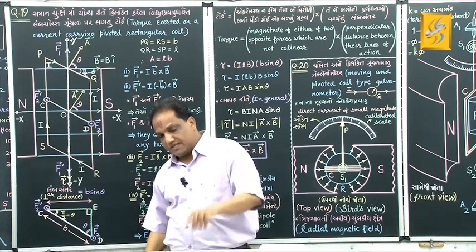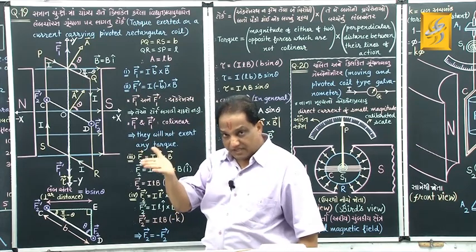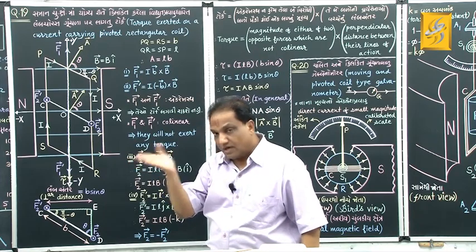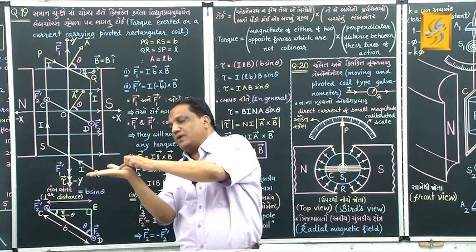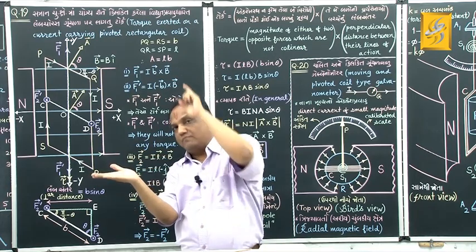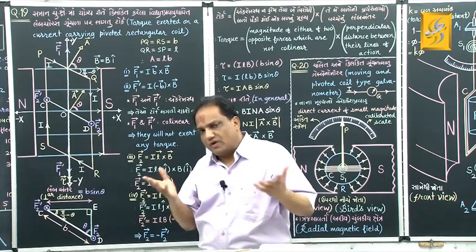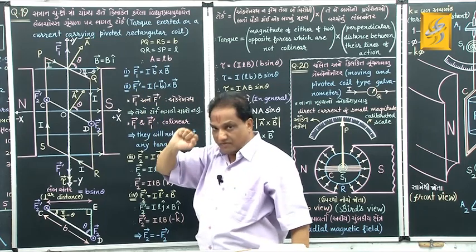Remember what that was? You are supposed to expand the right hand palm in such a manner that the fingers point in the direction of the magnetic field and the thumb points in the direction of the current. In that case, whatever is the perpendicular coming out of that right hand palm gives us the direction of the magnetic force. So accordingly, let us now find out the directions of these two forces one by one.